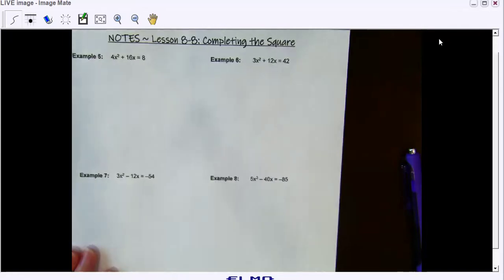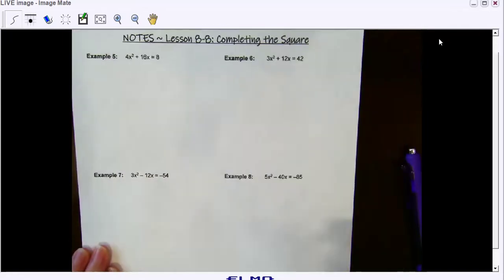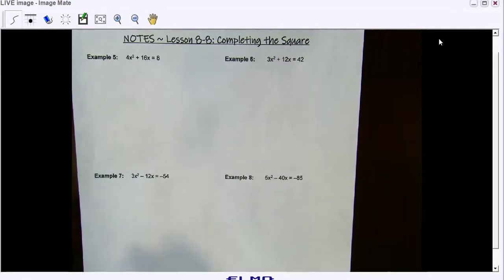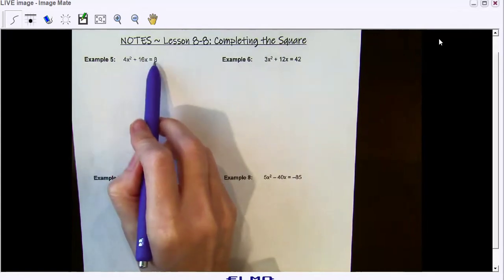Okay, so here is example 5. I'm going to do 5 and 7 with you. You're going to do 6 and 8 on your own. If you follow the steps, it says after writing out your problem, move term C to the other side of the equation. That has already been done for us. 8 is already here.